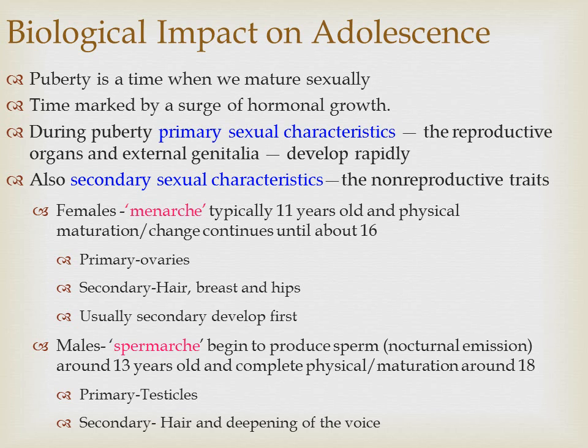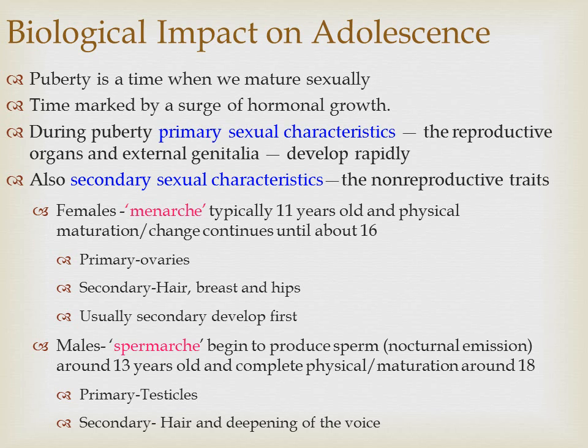Okay, so the biological impact on adolescent. Puberty is a time when we mature sexually. This is a time marked by a surge of hormonal growth. During puberty, primary sexual characteristics develop. This is the reproductive organs and the external genital areas. They develop very rapidly. We also have secondary sexual characteristics that develop. These are the non-reproductive traits. So you do have to know the difference between primary and secondary.